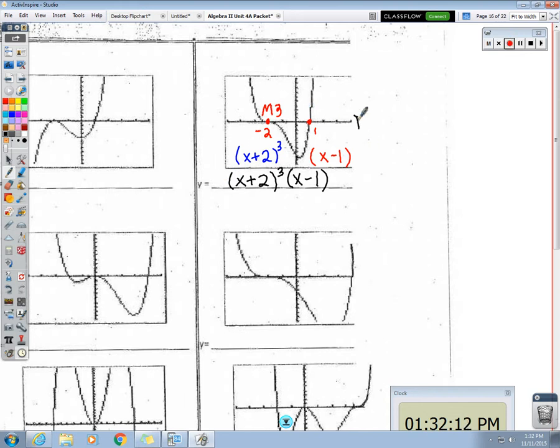What is the degree? 4. We know it's going to be an even number because they're both going up. They're going the same direction. And look, 3 and then 1, that makes 4. Okay, you try this next one.